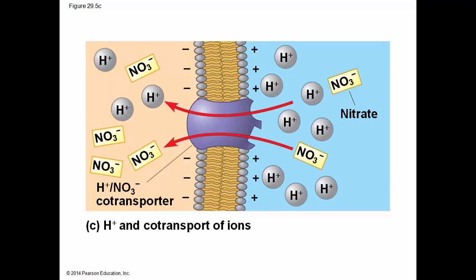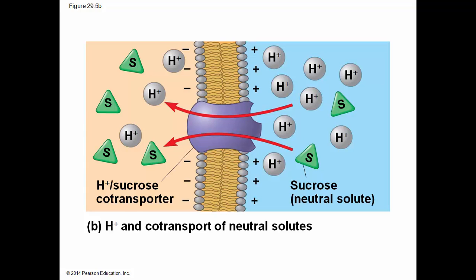Hydrogen ions and co-transport of ions. Co-transport mechanisms involving hydrogen also participate in regulating ion fluxes into and out of the cell. For example, hydrogen co-transporters in the plasma membranes of root cells are important for the uptake of nitrate by plant roots. So this would be going on in the roots, and this would be going on in the leaves. So the leaves are loading up sucrose into the phloem, and the roots are loading up nitrates into the xylem.